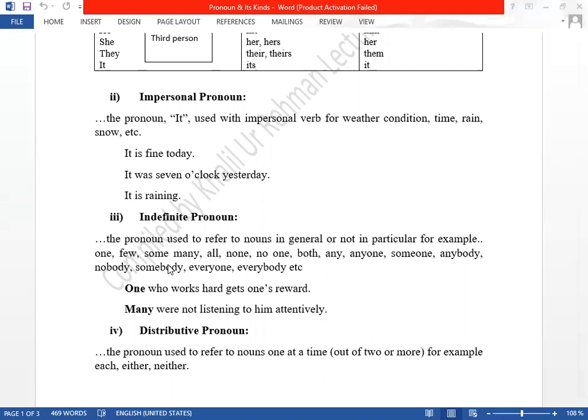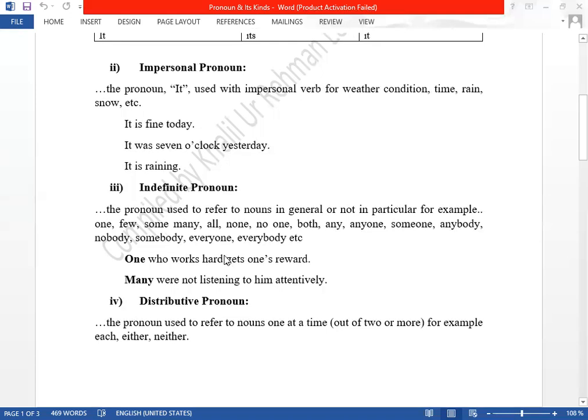We can see that here indefinite pronouns are used: one, few, some, many, all, none. All these pronouns refer to nouns or things, we should say, but not in specific form, but not in particular. When I say one doesn't mean who is that person. Is he a male? Is he a student? Is he a laborer or something else? But one means in general anybody, any person.